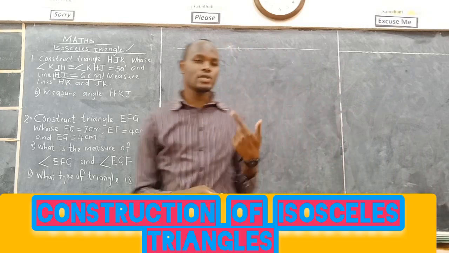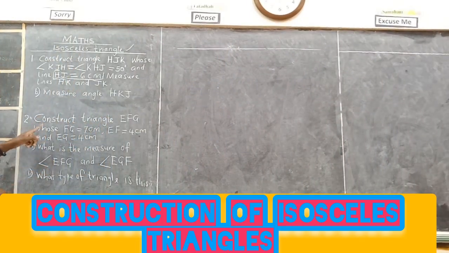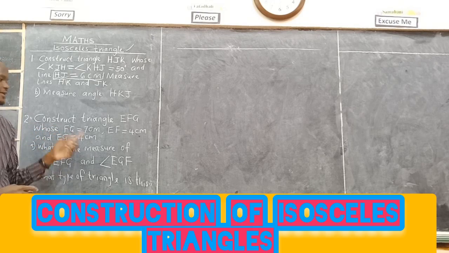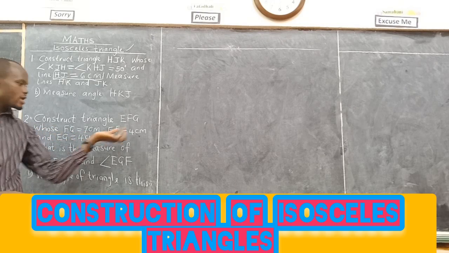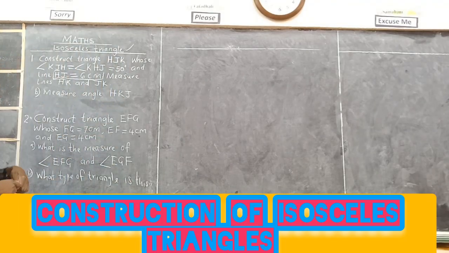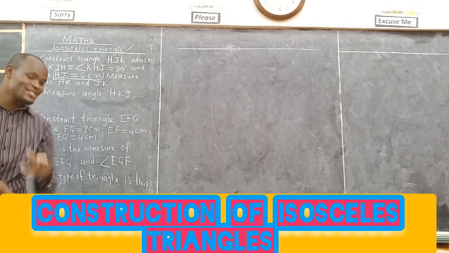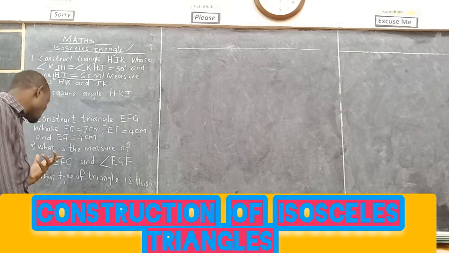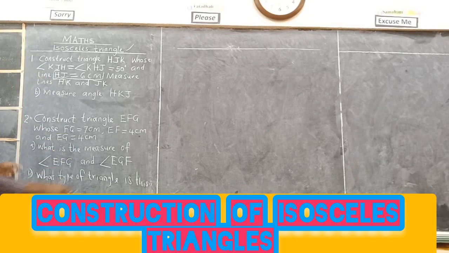Of course, the first thing you're supposed to do is read the question and understand. Construct triangle EFG, whose FG is 7 centimeters, EF is 4 centimeters, and EG is 4 centimeters. Just leave the question like that. This is what we are going to sketch.